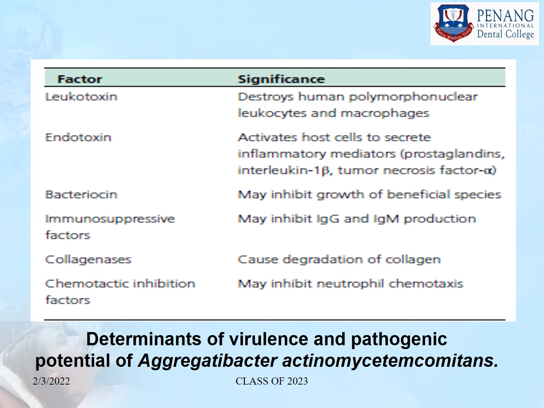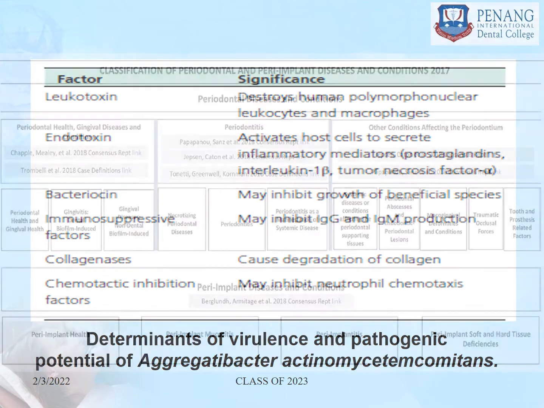So what are the determinants or virulence factors of A. comitans that cause the disease? A. comitans produces agents such as leukotoxin, endotoxin, bacteriocin, and it also tries to suppress the immune activities present. It produces collagenases and chemotactic inhibition factors, which results in extensive destruction of bone in such patients.